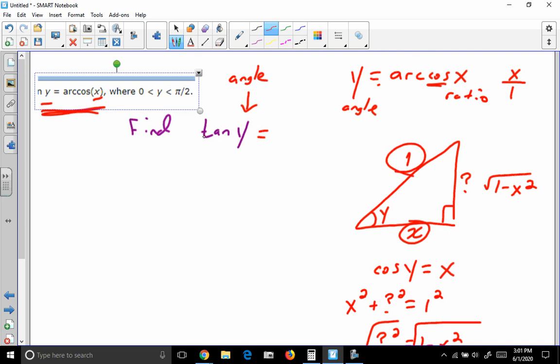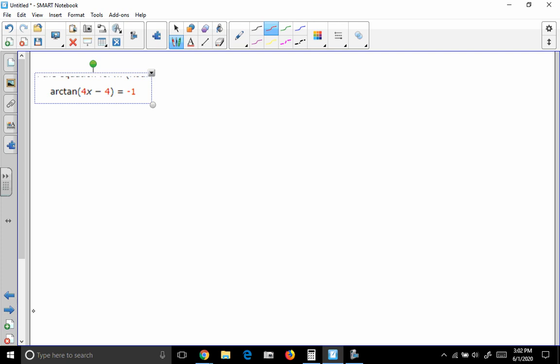So if we want to find tangent with respect to that angle, tangent is opposite over adjacent. So from y, the opposite side is the square root of 1 minus x squared. The adjacent side is x. So this is just using our inverse trig functions and relationships to evaluate this particular problem.